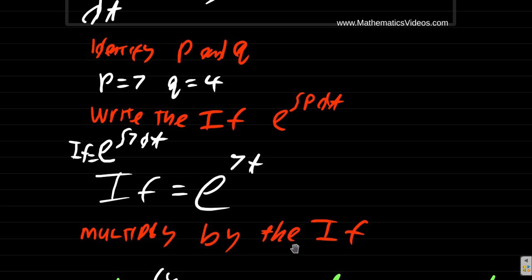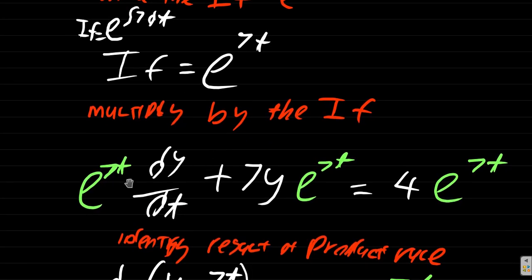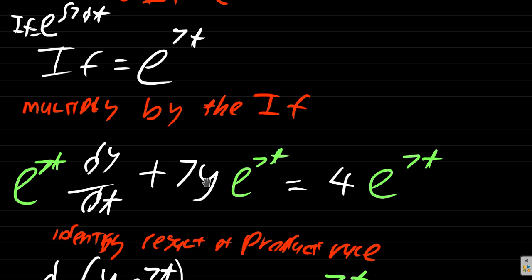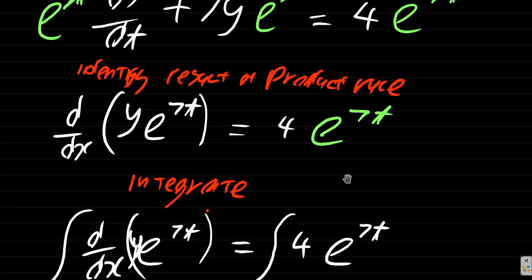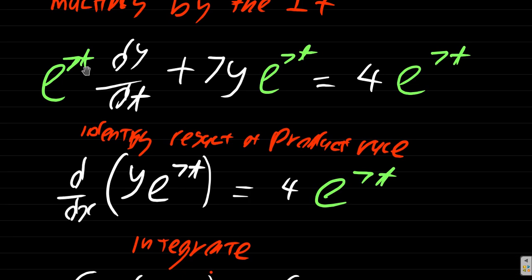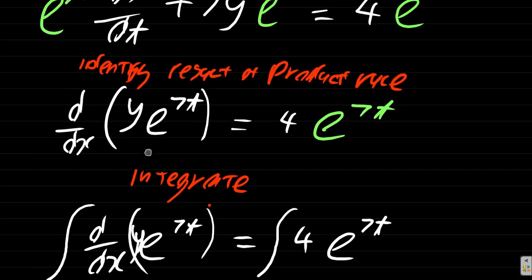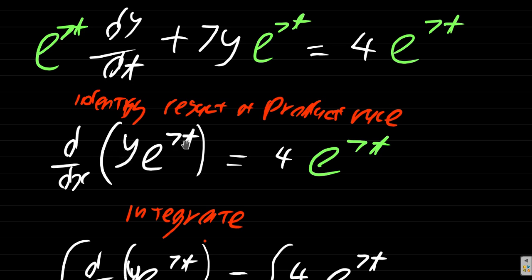Now we multiply both sides by the integrating factor, so you get e to the 7t times dy by dt plus 7y e to the 7t equals 4 e to the 7t. You identify what resulted from the derivative of a product rule, so you identify the product. Here, you hold e to the 7t, differentiate y, plus you hold y, differentiate e to the 7t. So we have y e to the 7t as a product. So it's the derivative of the product y e to the 7t equals 4e to the 7t.